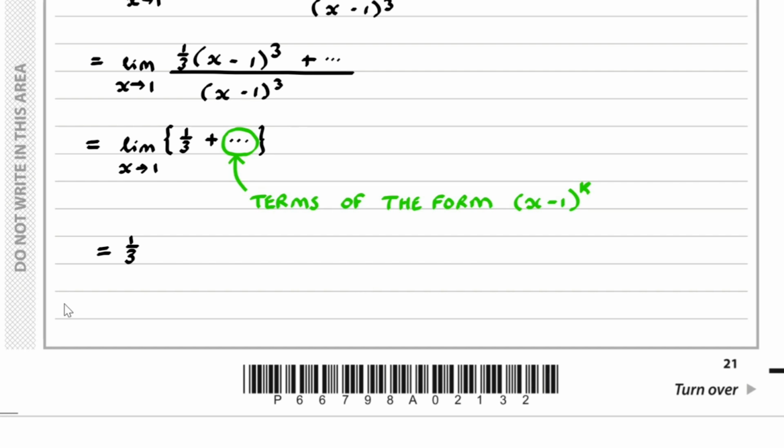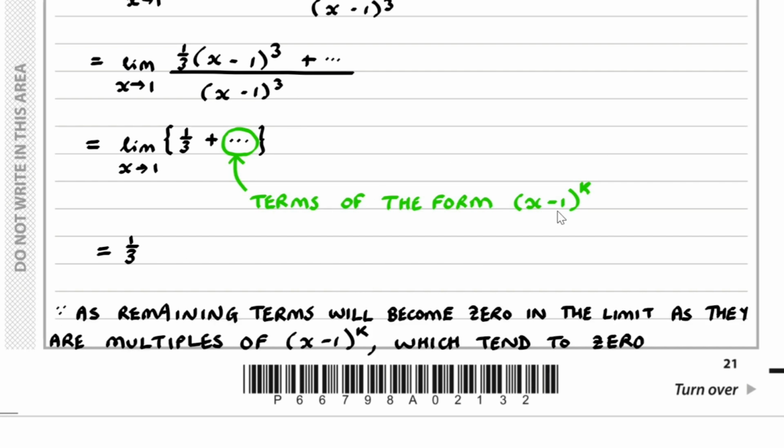terms will disappear. So what we can put for a conclusion, we have as the remaining terms will become 0 in the limit as they are multiples of (x minus 1) to the power of k. Remember, when I take the limit of (x minus 1) to the power of k as x tends towards 1, higher order terms will essentially disappear, which is why they tend to 0. So the remaining terms are 0, we are left with then 1/3.